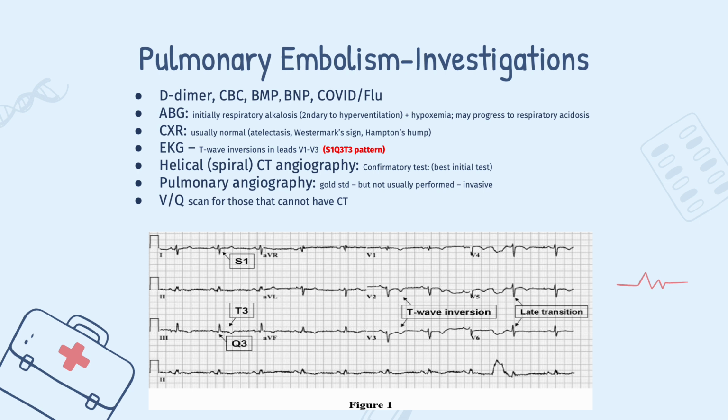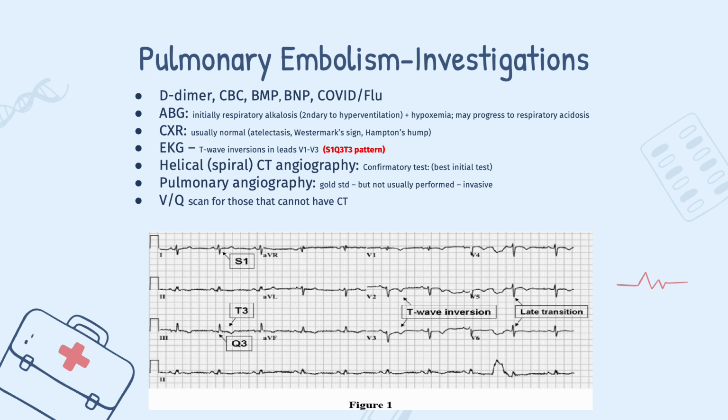So investigations for PE: we have our D-dimer, CBC, BMP, BNP, think about COVID and flu, ABGs. Initially, patients with PE, if it's significant, will have respiratory alkalosis, and that's secondary to the hyperventilation, and then hypoxia, and that may progress to respiratory acidosis later on.